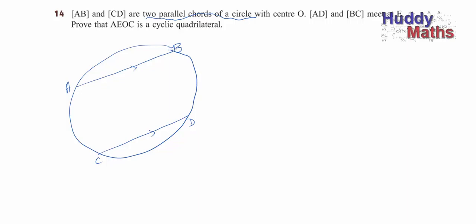AD and BC meet at E. Okay, well let's draw AD and BC, see if we can line that up. AD and BC meet at E. So that's all good. Prove that AEOC is cyclic. Now where's O? We haven't got O in there, so we're going to have to put the centre of the circle somewhere here. AEOC. Okay, E is that. So it's a funny looking quadrilateral sitting in there. Let's dash it in.